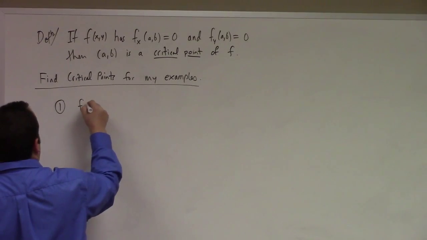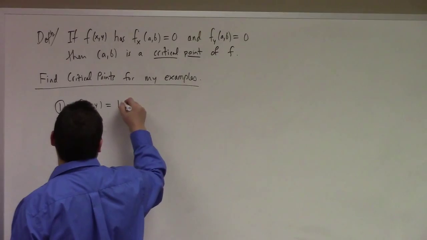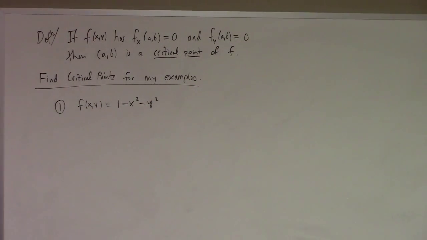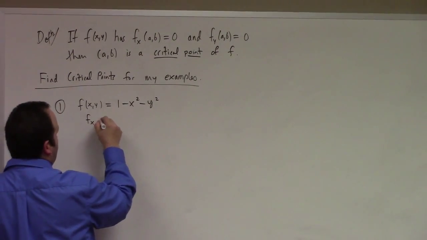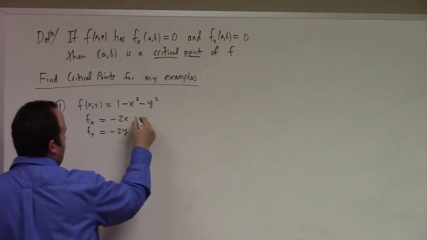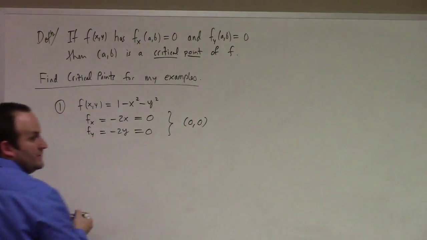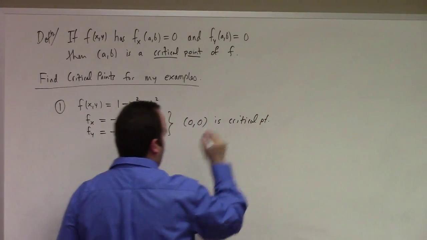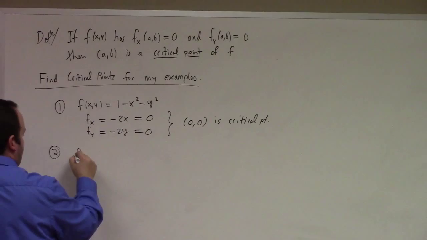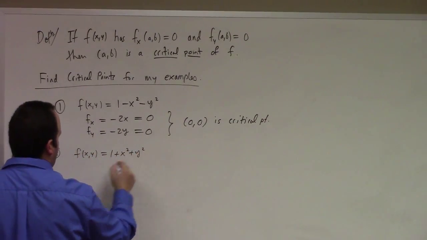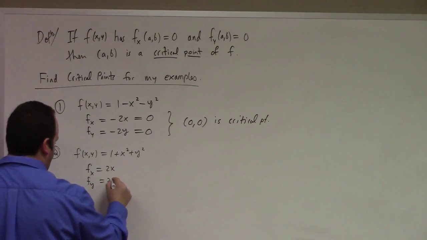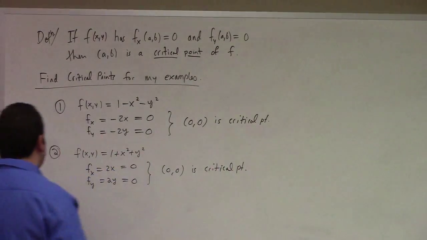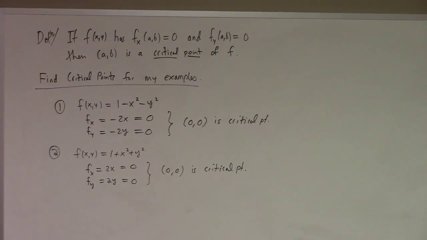Let's see here. Number 1, we have f of x y equals, what was it? 1 minus x squared minus y squared, right? So f_x is what? Maybe I should do it here. f_x is minus 2x. f_y is minus 2y. Set those equal to 0. We get that 0, 0 is the only critical point for this function. All right. Example 2. Almost the same thing, right? Example 3.